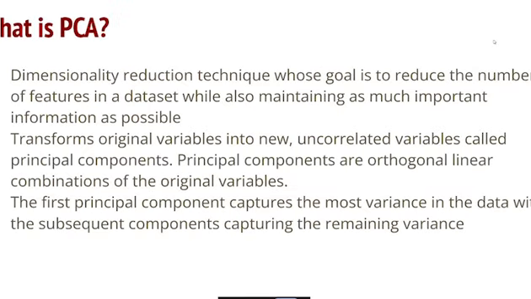So what is PCA? It's a dimensionality reduction technique whose goal is to reduce the number of features in a data set while also maintaining as much important information as possible. It takes original variables and transforms them into new uncorrelated variables called principal components, which are just linear combinations of the original variables. The first principal component captures the most variance in the data set, with the subsequent components capturing less and less after it's ordered.